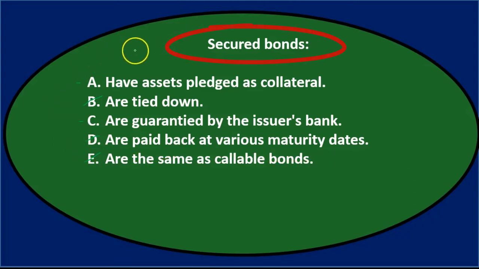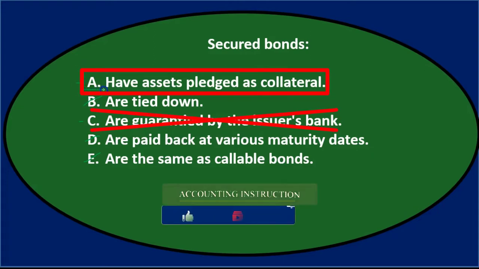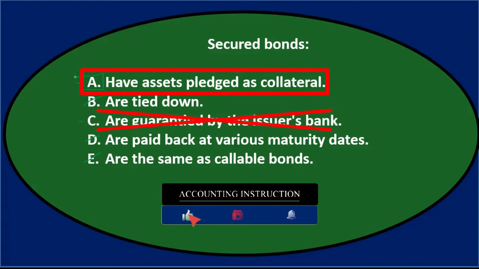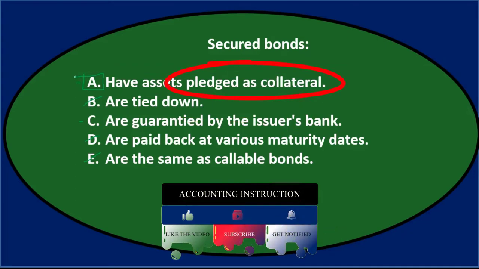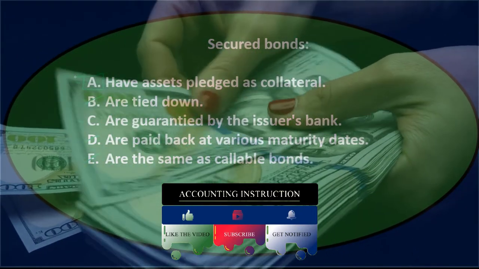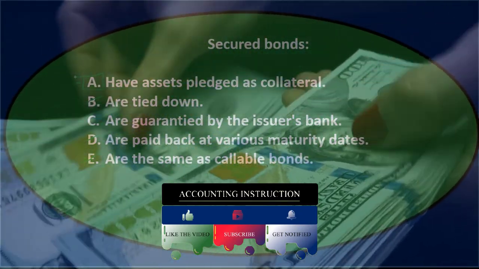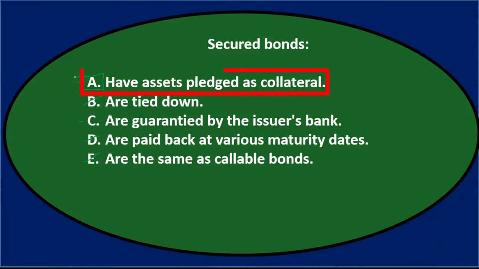So let's go through this again. Secured bonds, either A, have assets pledged as collateral, or C, are guaranteed by the issuer's bank. Now of the two, it's actually going to be A here. When something is secured, it means that we've pledged some collateral to it. So some type of asset is going to support the bonds, meaning if the payments don't happen, they can force the selling of the assets in order to pay off what is due in terms of the bonds.